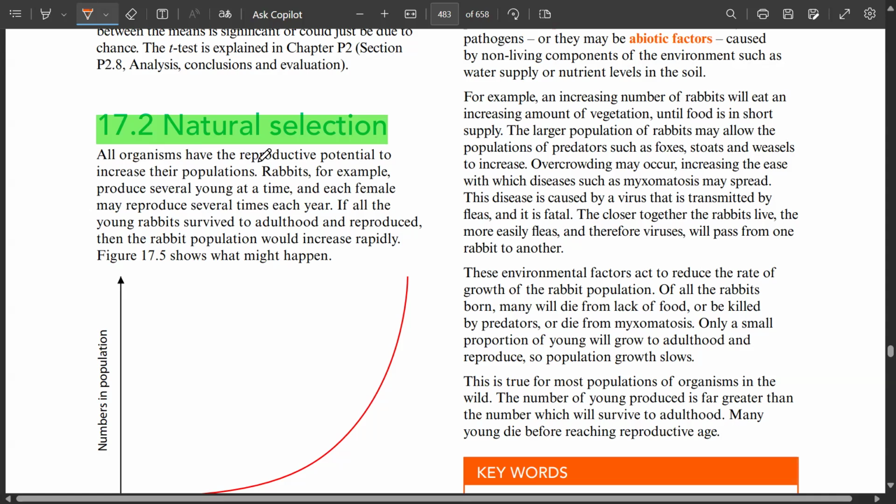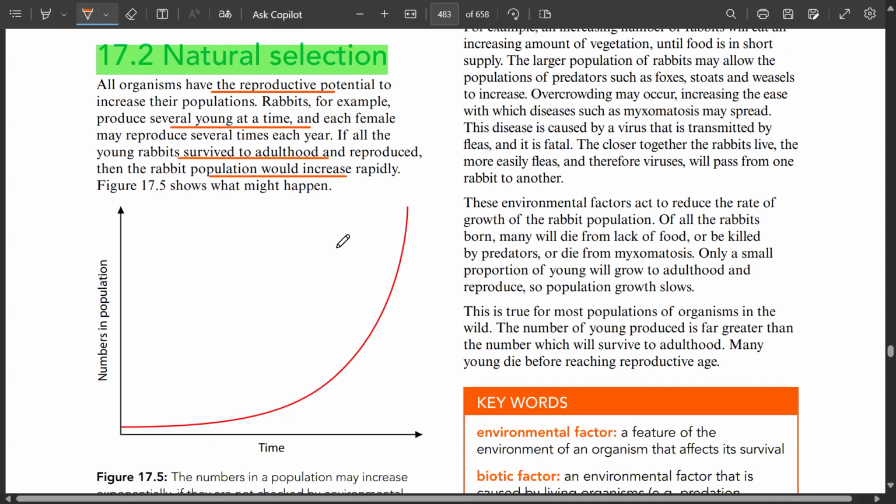All organisms have the reproductive potential to increase their populations. Rabbits, for example, produce several young at a time, and each female may reproduce several times each year. If all of the young rabbits survive to adulthood and reproduce, then the rabbit population would increase rapidly, and this shows what is happening to the numbers in population over time.